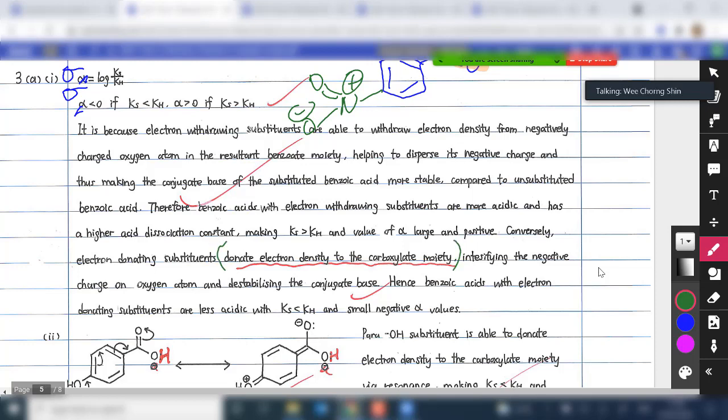Because the electron donating behavior does not exactly interact with the carboxylate, but it donates electron density to the phenol ring, and then whether the carboxylate can delocalize more or less depends on whether it overlaps more or less. So just be a bit careful. We're not so stringent on nitty-gritties. That's why in exams we don't really deduct marks based on that.